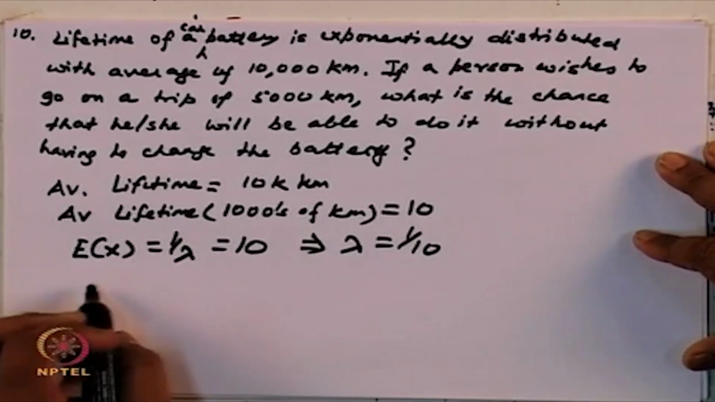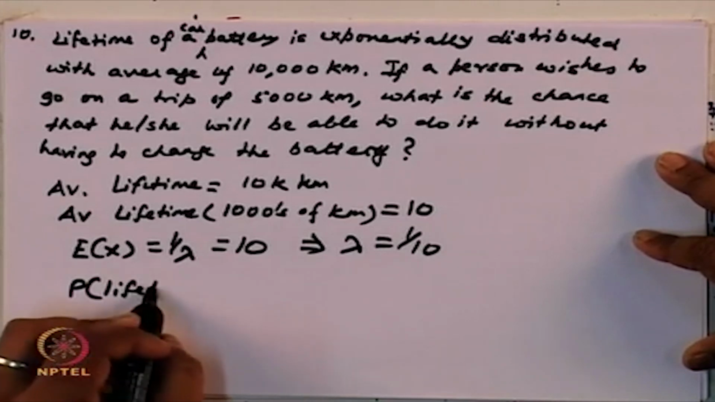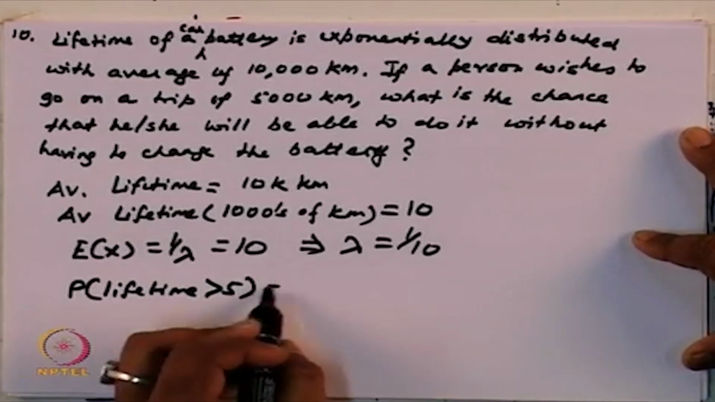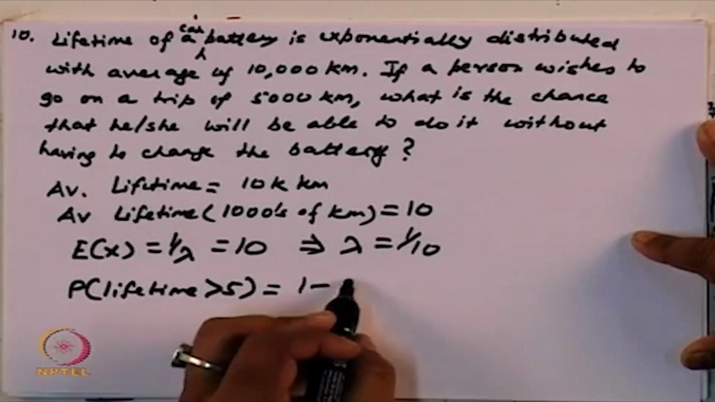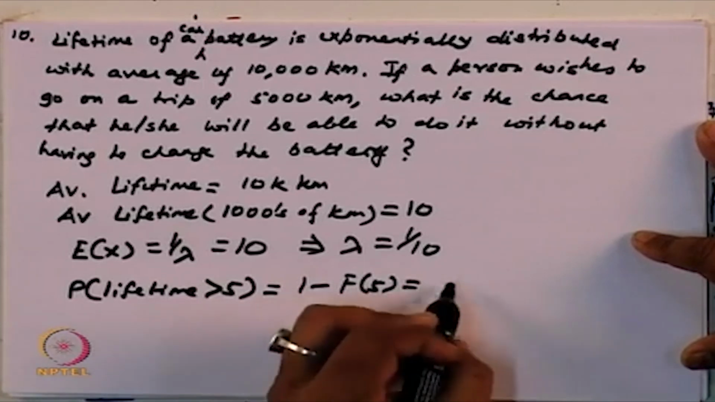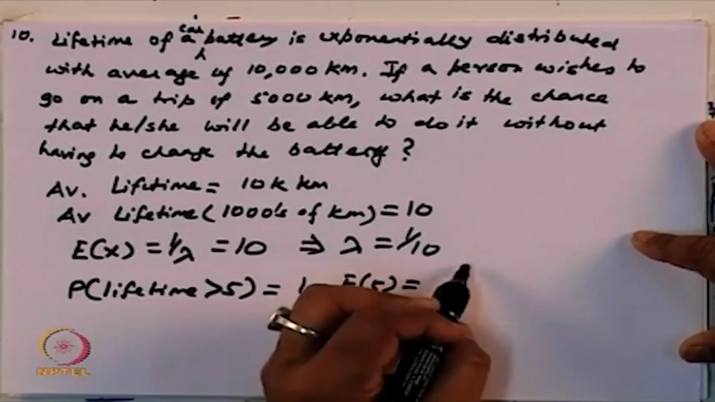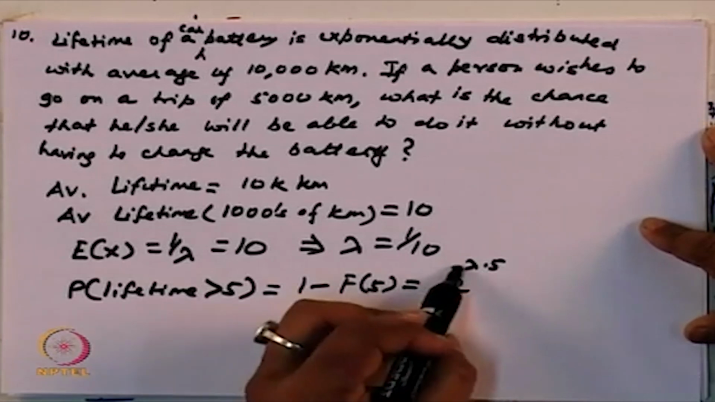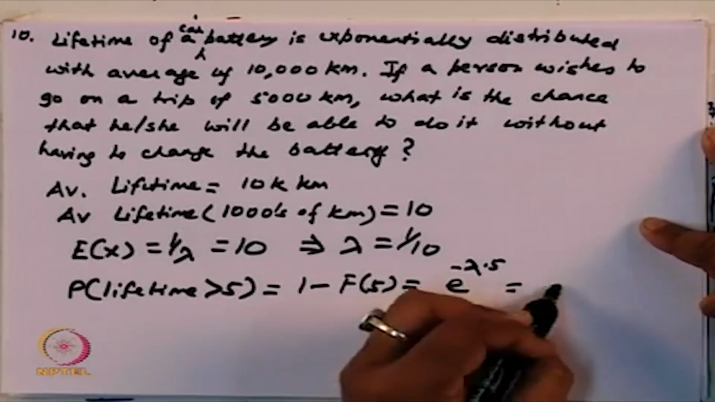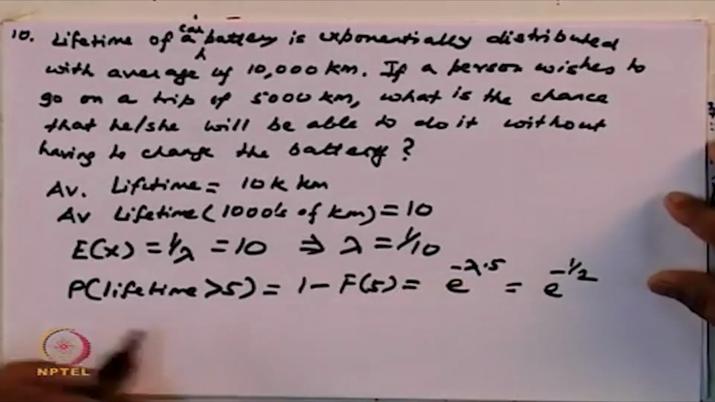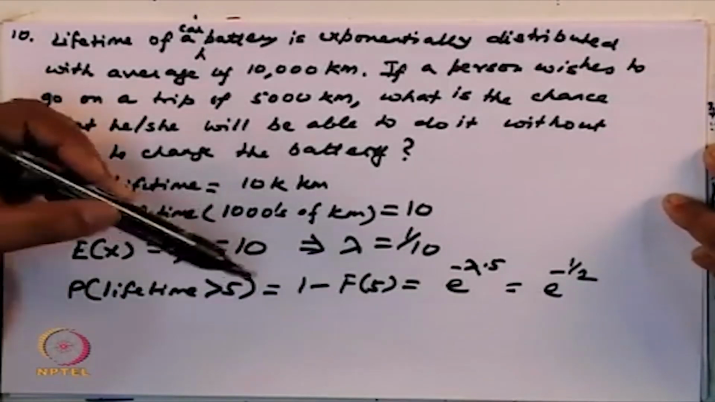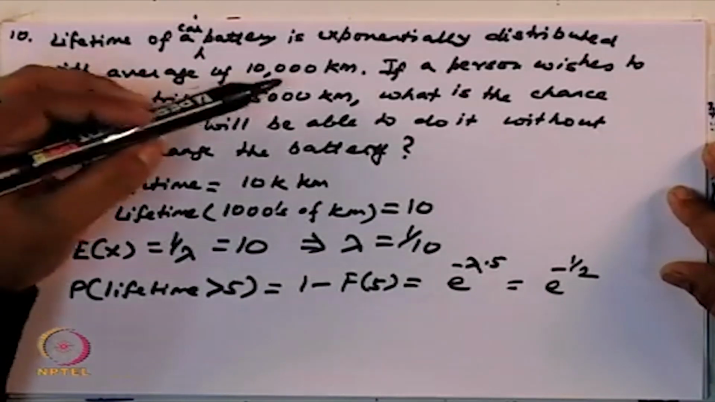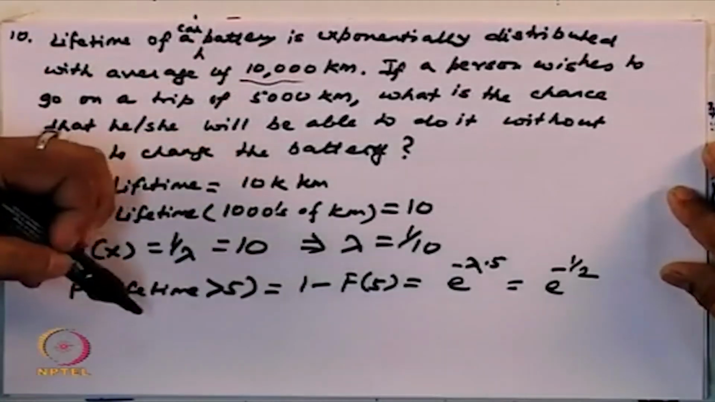So I want to calculate the probability of lifetime greater than 5, which is nothing but 1 minus F(5), equal to e to the power minus lambda into 5, which is e to the power minus half. So, what you see is that this does not depend on how long the battery lasted before, but only depends on the average, and using that you can calculate the lifetime.